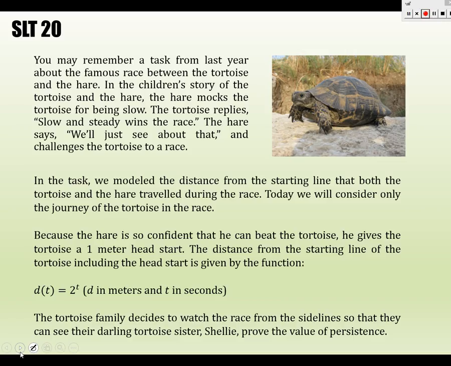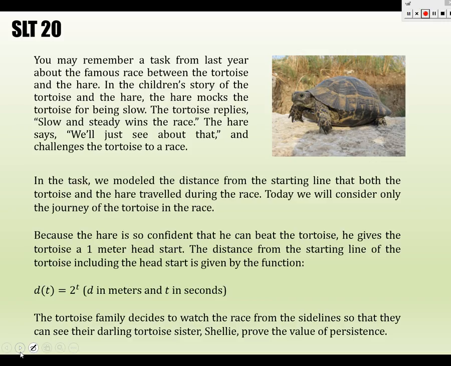You remember it back from last year about the famous race between the tortoise and the hare. The children's story. The tortoise and the hare mocks the tortoise for being slow. The turtle replies, slow and steady wins the race. The hare says, oh, we'll see about that, and challenges the turtle to a race. In the task, we model the distance from the starting line that the turtle and the hare traveled during the race. We will consider only the journey of the turtle in the race.